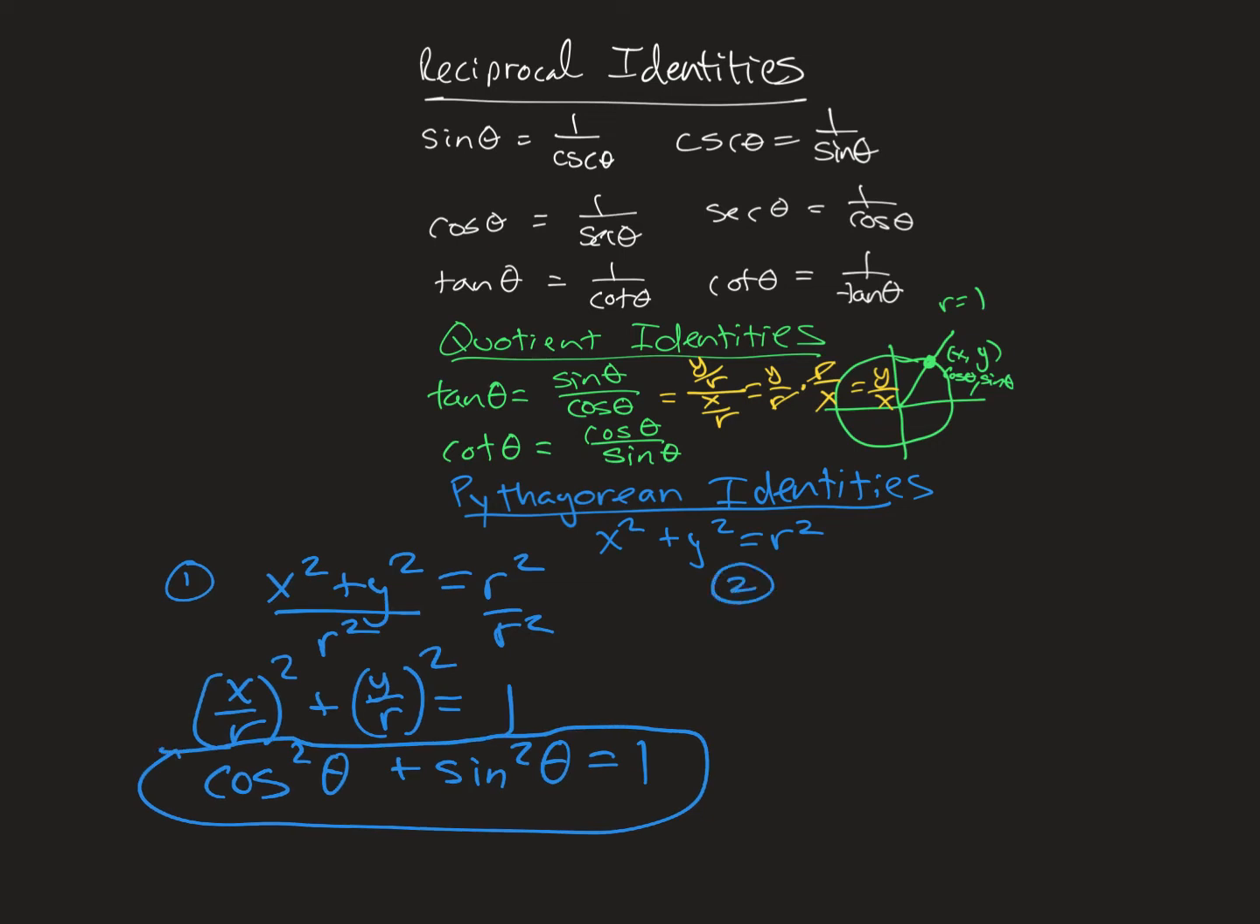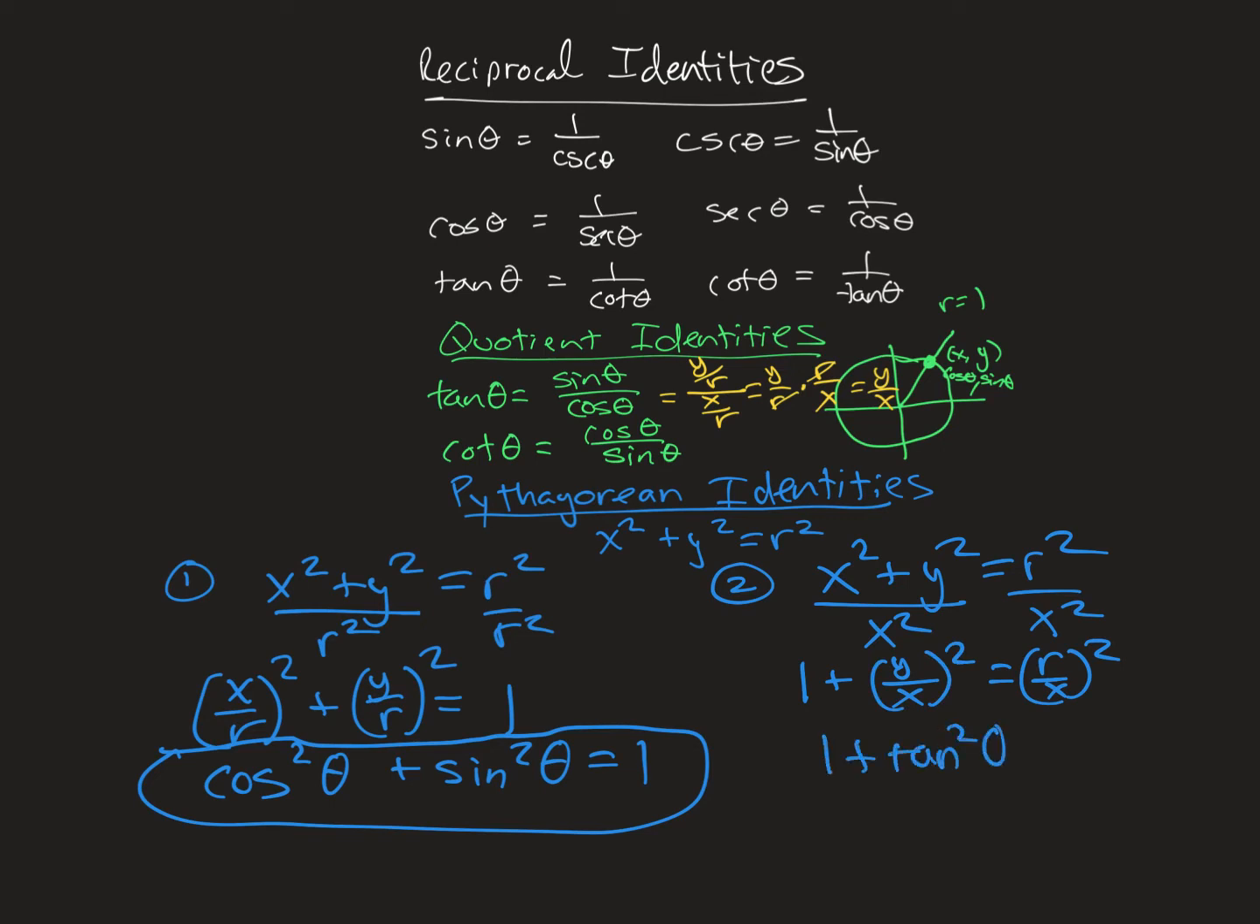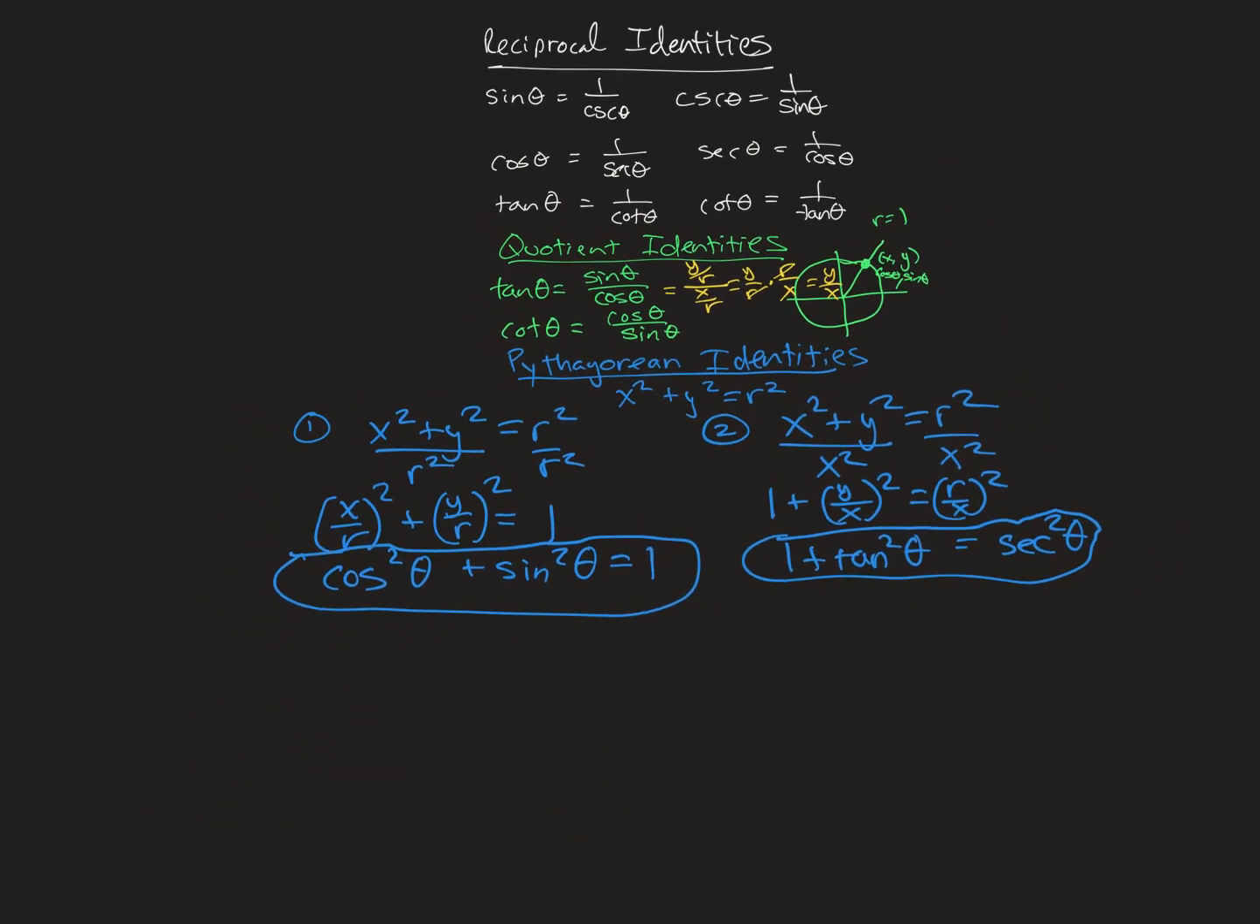Number 2, let's divide both sides by x squared. So dividing both by x squared. On the right, I get r over x all squared. And on the left, I get 1 plus y over x squared. Well, y over x is tangent. So plus tangent of an angle all squared equals r over x, which is secant, squared. Pythagorean identity number 2.